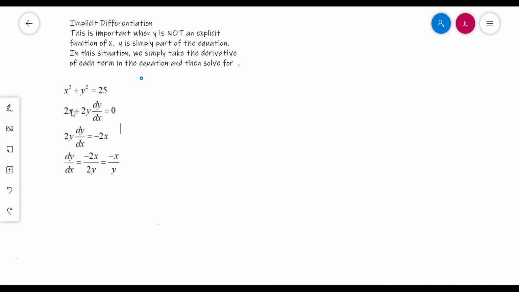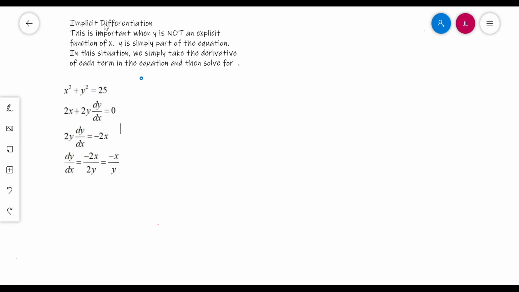Then the derivative of x squared is 2x because it's the derivative with respect to x. And the derivative of y squared becomes a chain rule problem. Y is a function of x. So 2 times the function, 2y, dy/dx. And the derivative of 25 equals 0. And then, like we have in many implicit differentiation problems, we actually have to solve for dy/dx. So we subtract 2x from both sides, divide by 2y, and the derivative is negative x over y.